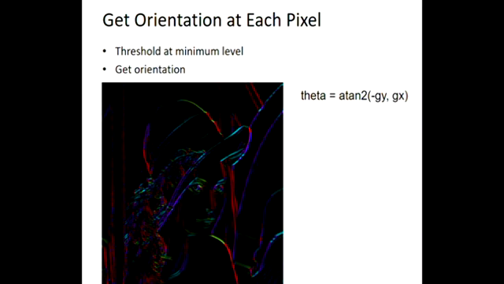Oh, I forgot one thing. Here it's negative gy, and that's because in the image, y means the row of the image, and it heads downward. So if you want theta to move this way, then you want to use arctan2 of negative gy, gx.